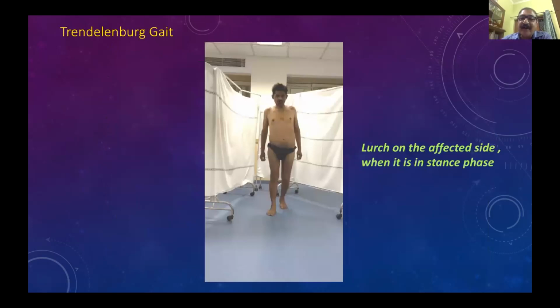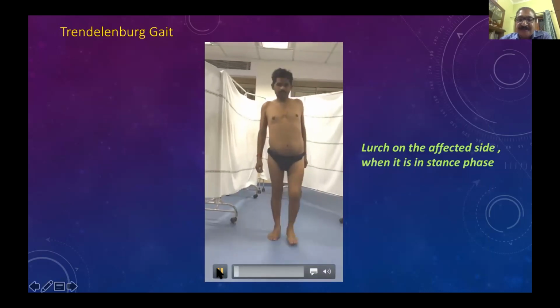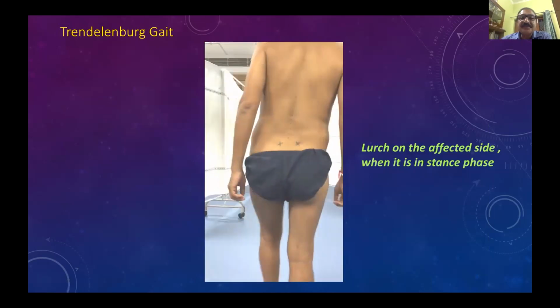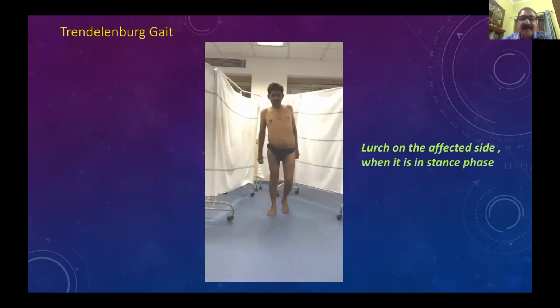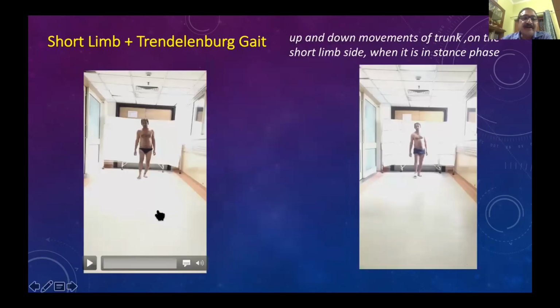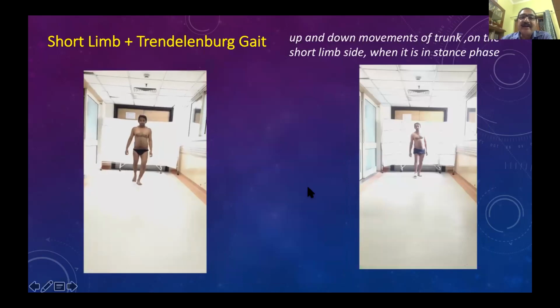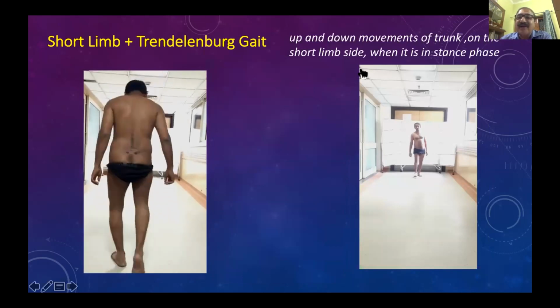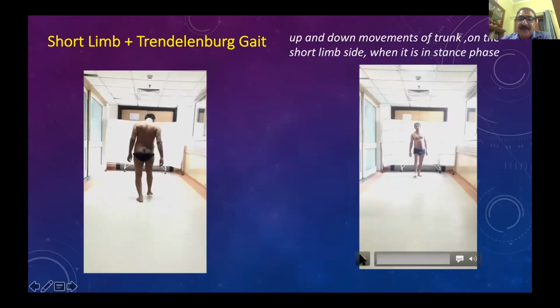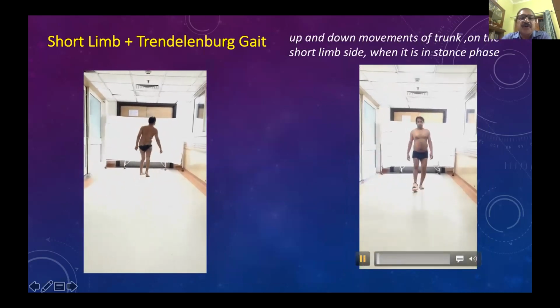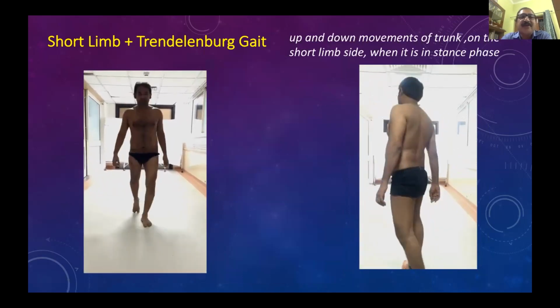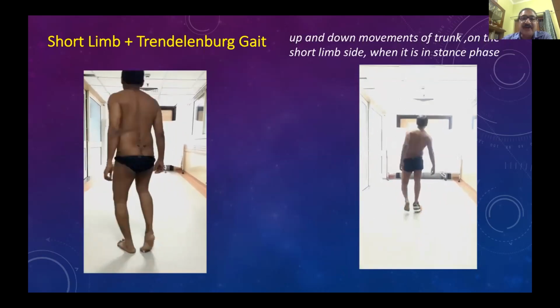Trendelenburg gait, a lurch on the affected side when it is in the stance phase. Then short limb gait, up and down movements on the short limb side when it is in the stance phase. And in a short limb gait, it is not unusual to find one or two elements of pathological gaits combining, like in this patient, the short limb plus Trendelenburg gait. I don't think I'll discuss anything more about the gait.